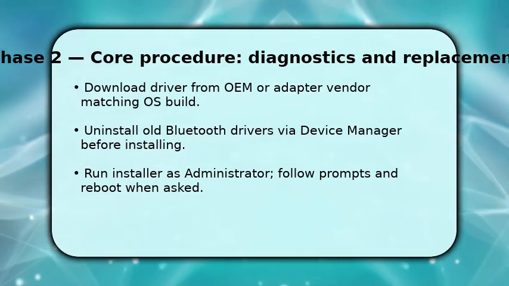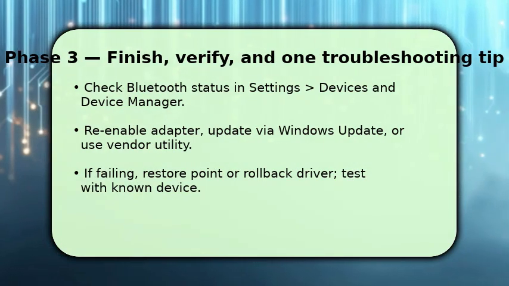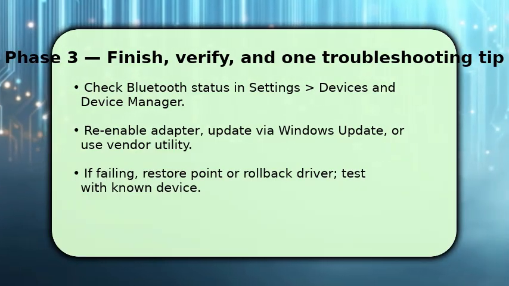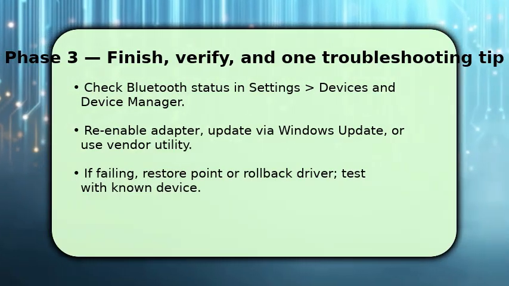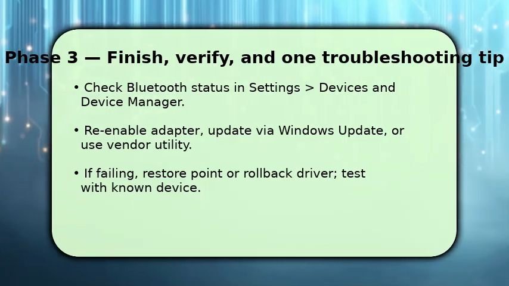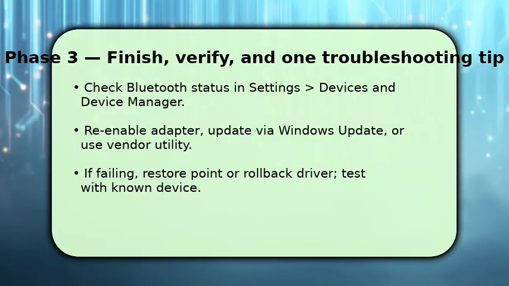Open Settings, go to Devices and make sure Bluetooth is on. Verify the adapter shows healthy in Device Manager. If issues persist, run Windows Update or the vendor's utility to apply supplemental patches and re-enable the adapter. If connections still fail, use Device Manager to roll back or restore the system point you made earlier.